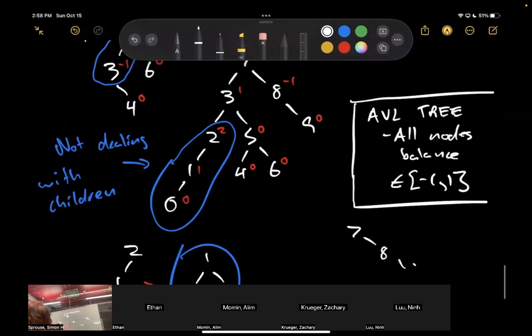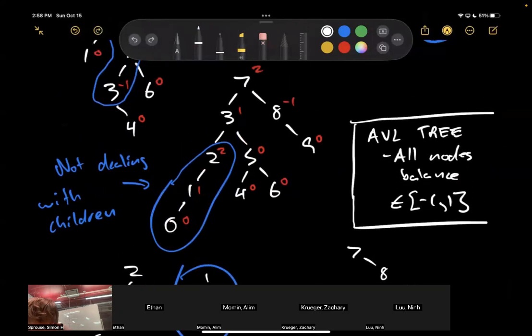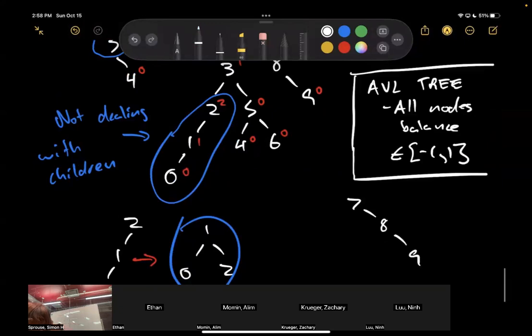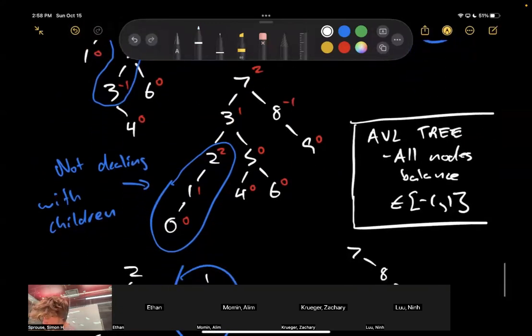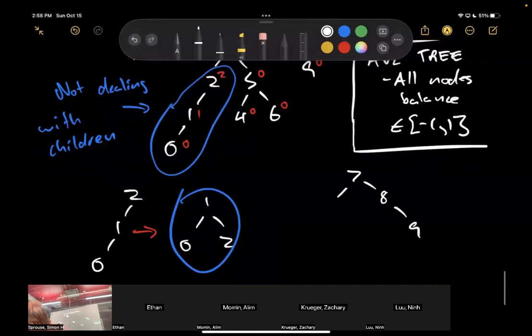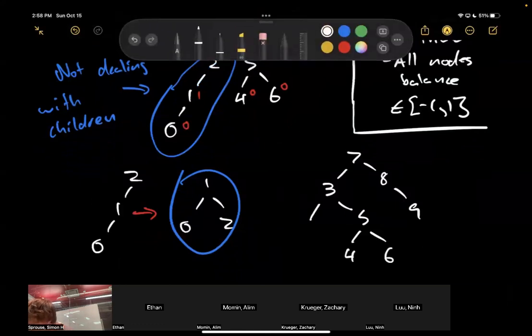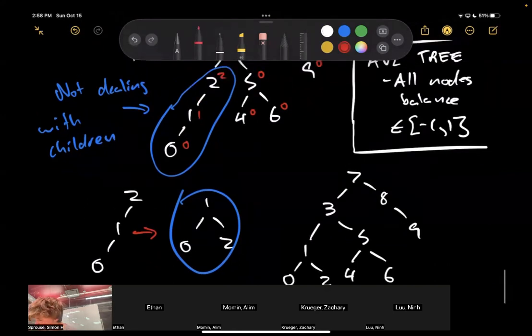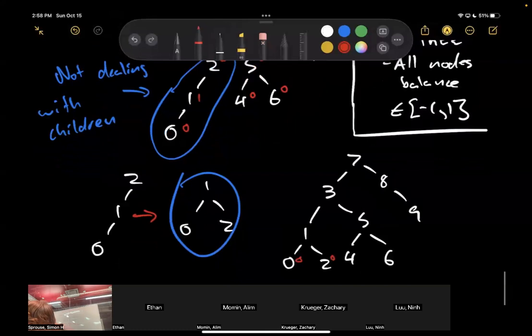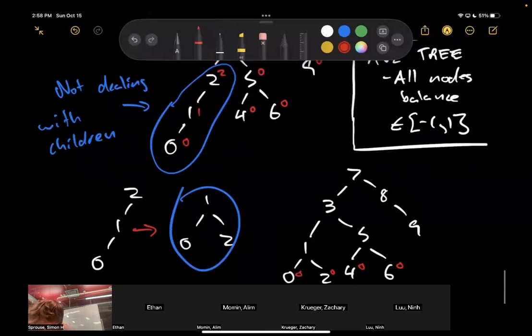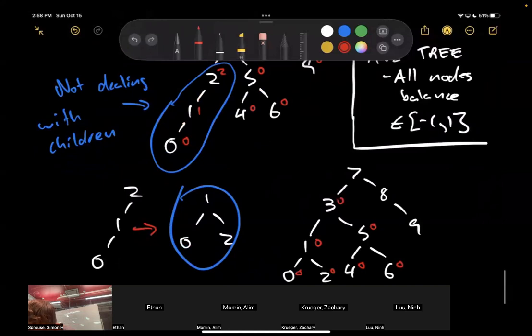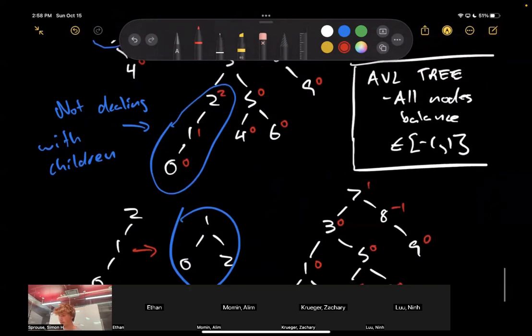So 7, 8, 9. I did that too fast. 7, 8, 9. And then we got what? 3, 5, 6, 4. So 3, 5. And then let's plug in what we just did, this. Okay, and then hopefully this will be all well and good. 0, 0, 0, 0. Okay, and this is balanced once again.